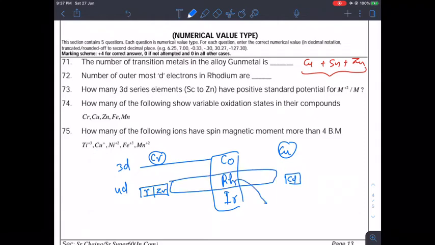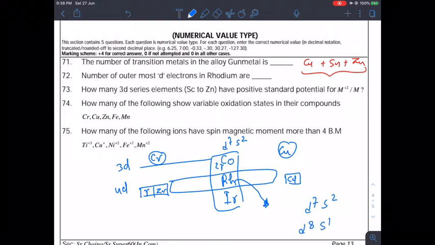So what is the configuration of cobalt? That is 27, so it is d7 s2. What is the configuration of rhodium? Expected was d7 s2, but it is exceptional, so the answer is d8 s1.